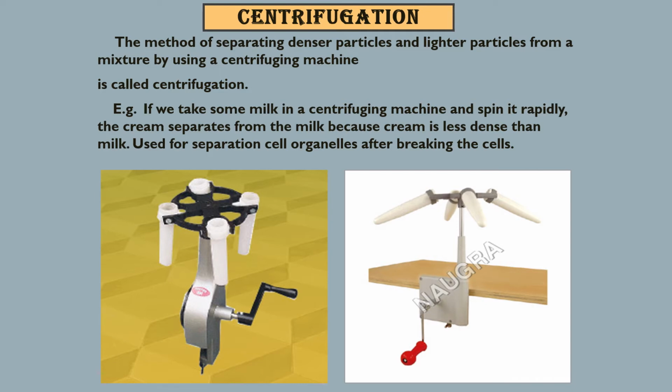You can define it as the method of separating denser particles and lighter particles from a mixture by using a centrifuging machine. The best centrifuging machine is the mixie. Mixie is used for removing butter from buttermilk in today's world. But long back ago, it used to be done in a pot with a wooden structure, and it was twisted around so that the lighter butter comes to the top and the buttermilk remains back.